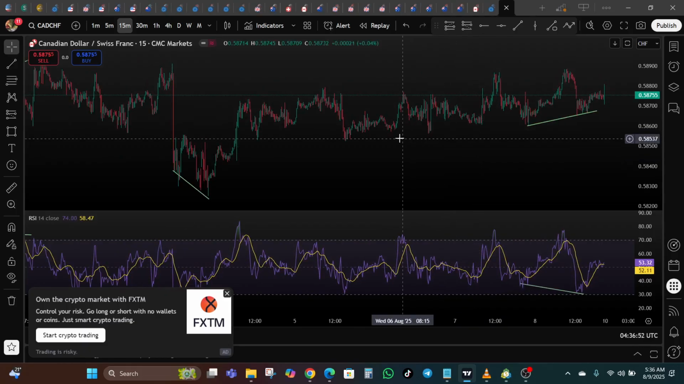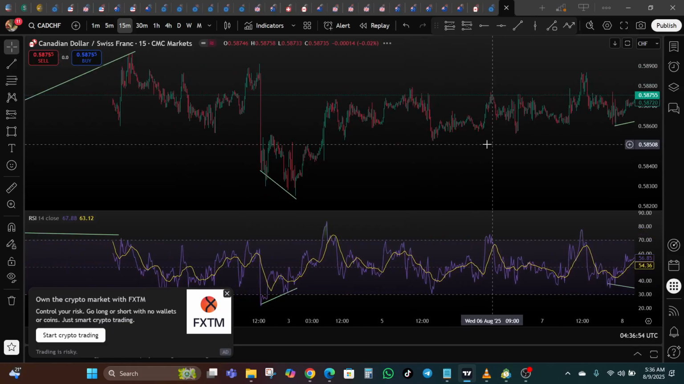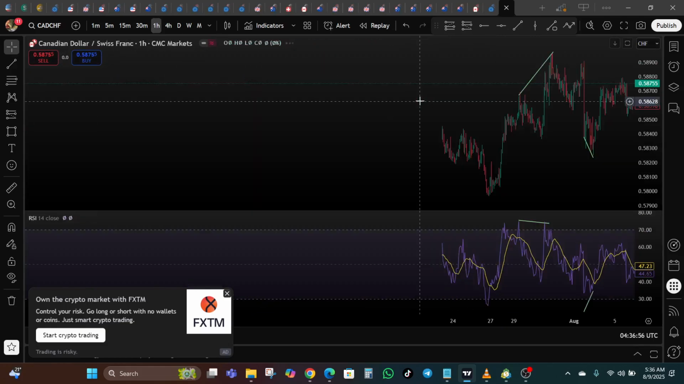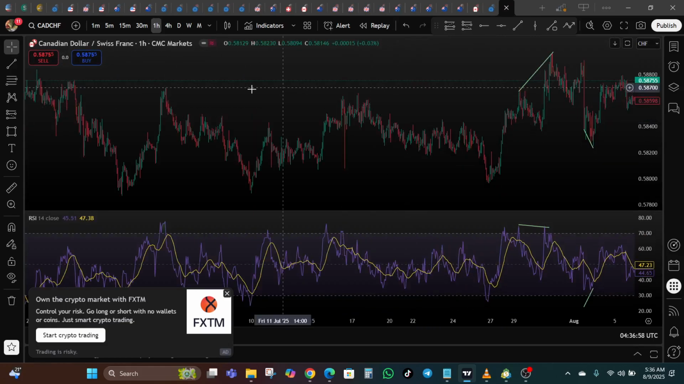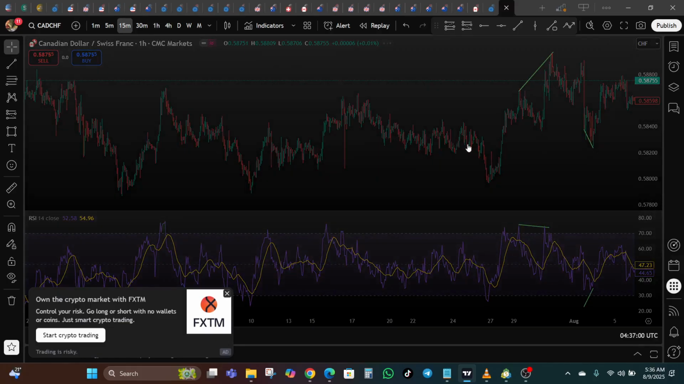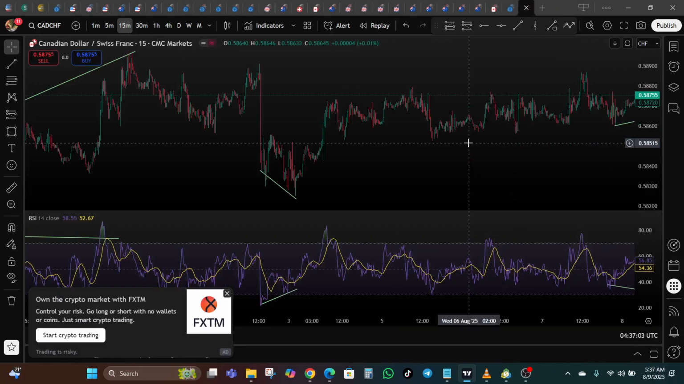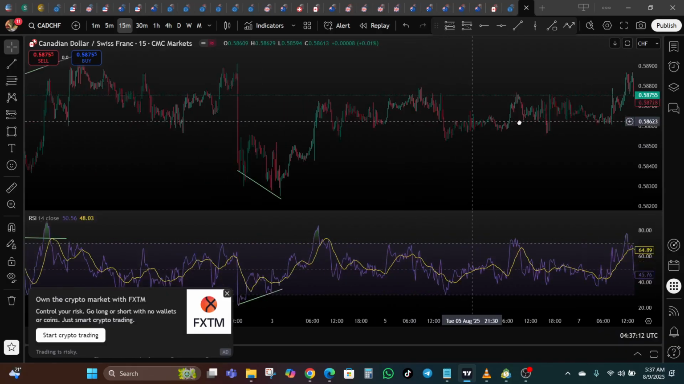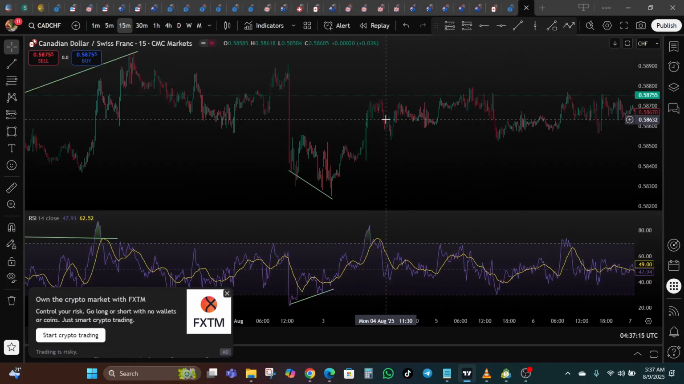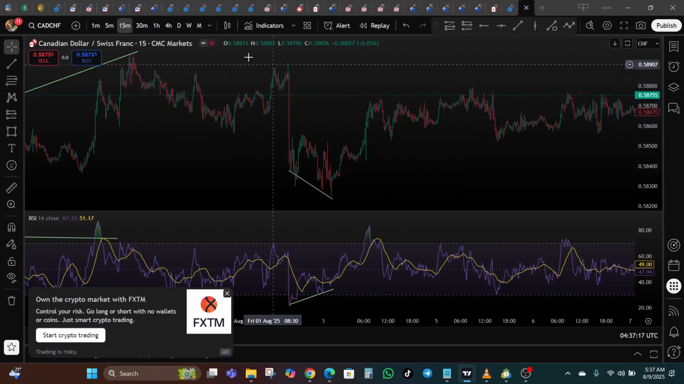Then for reversal trades, you confirm a regular divergence on the higher time frame. Then you drop to the lower time frame and look for another regular divergence to confirm momentum change before entering. Always wait for candle closes, okay, to avoid false signals. Then for your exits, you can use recent swing highs or lows as targets depending on your trade direction.